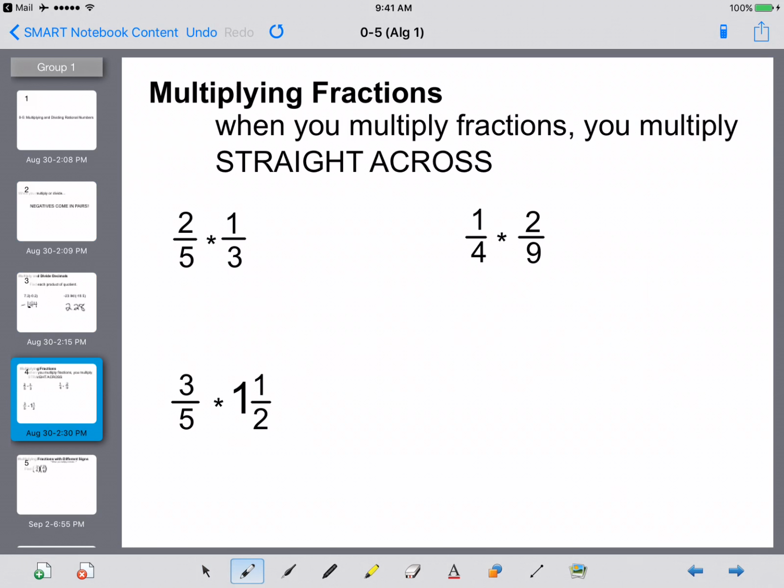Multiplying fractions. So when you multiply fractions, you multiply straight across. So 2 times 1 is 2. 5 times 3 is 15. Boom. There's your answer. Boom. 1/4 times 2/9. 1 times 2 is 2. 4 times 9 is 36.